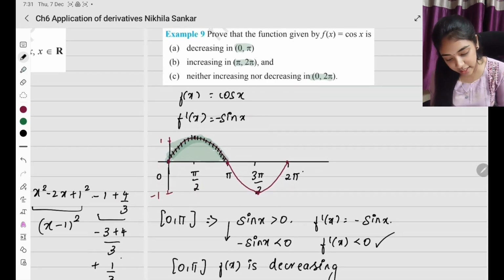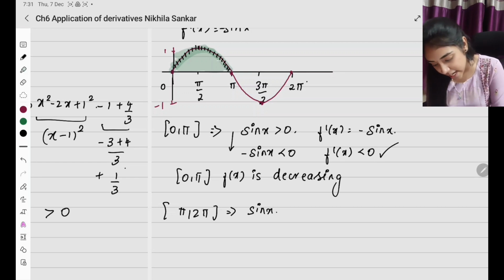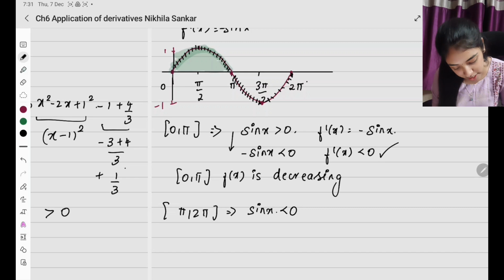Now the next interval, I have pi to 2 pi. So pi to 2 pi. How does my sine function look? Sin x. I see that all my values are negative. I have values from 0 to minus 1. This is all negative. So sin x is less than 0.